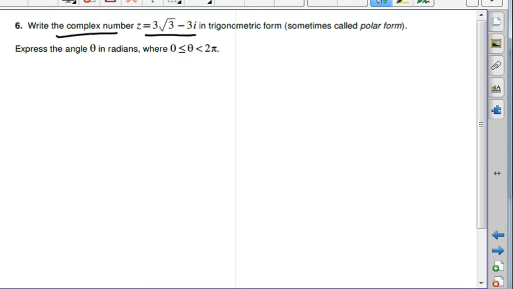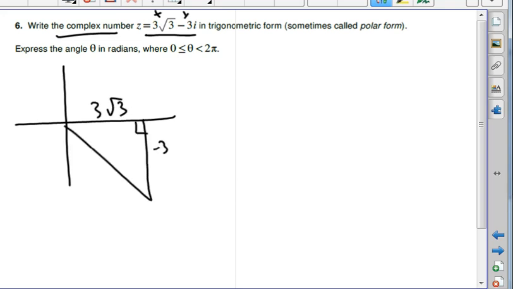Here's another one, just to give another example. Step 1, always graph it. There's our x value, 3 root 3. There's our y value, negative 3. We're going to draw that acute angle and label it as theta ref.